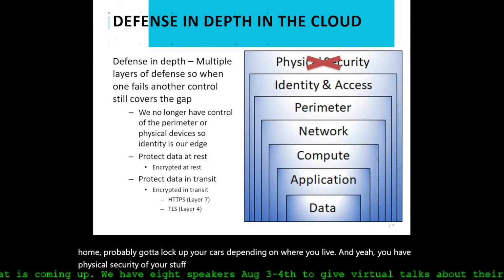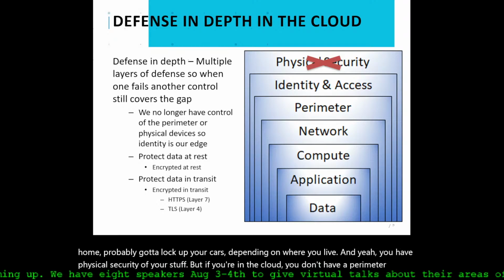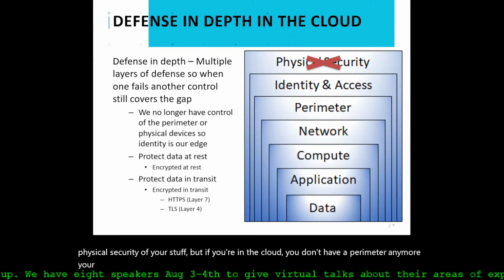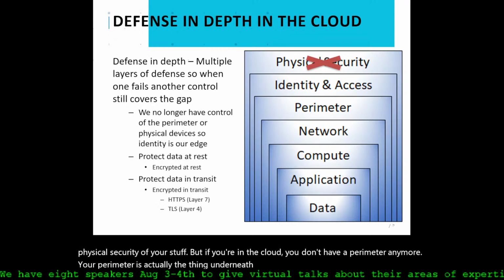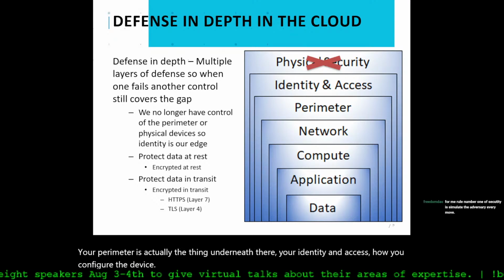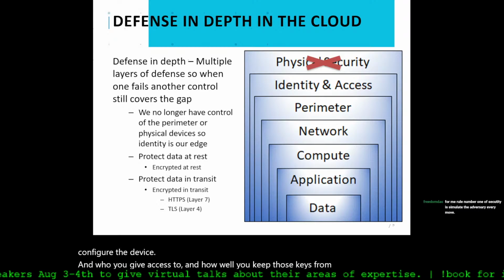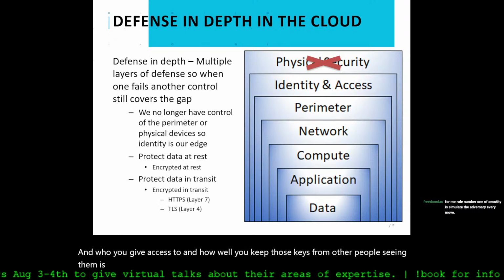But if you're in the cloud, you don't have a perimeter anymore. Your perimeter is actually the thing underneath there, your identity and access. How you configure the device and who you give access to and how well you keep those keys from other people seeing them is the biggest part of that kind of security.